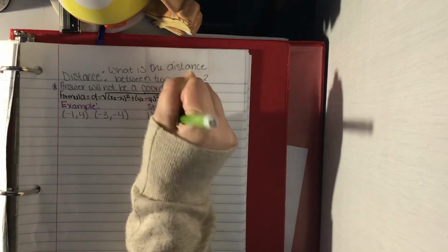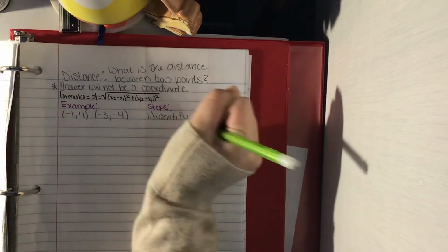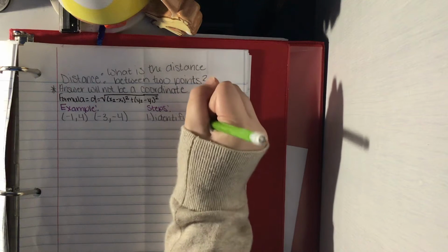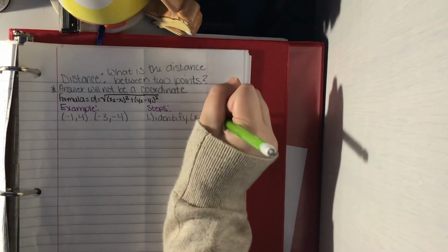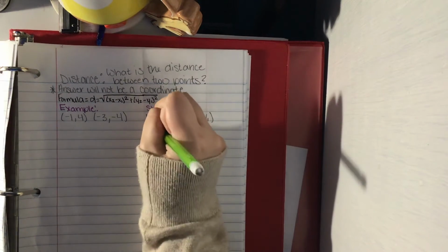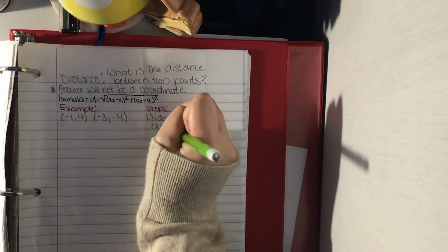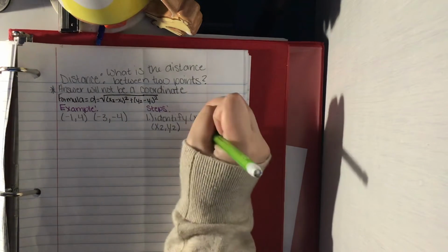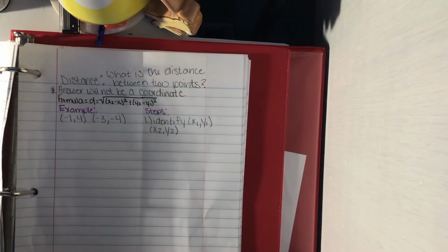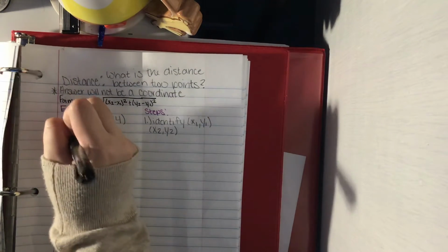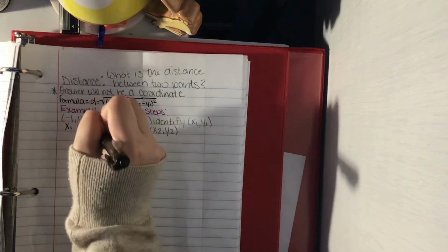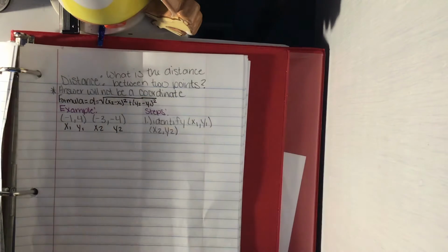And so the first step is to identify x1, y1, and x2, y2. Okay, so now let's identify them. This is going to be x1, y1, x2, y2.